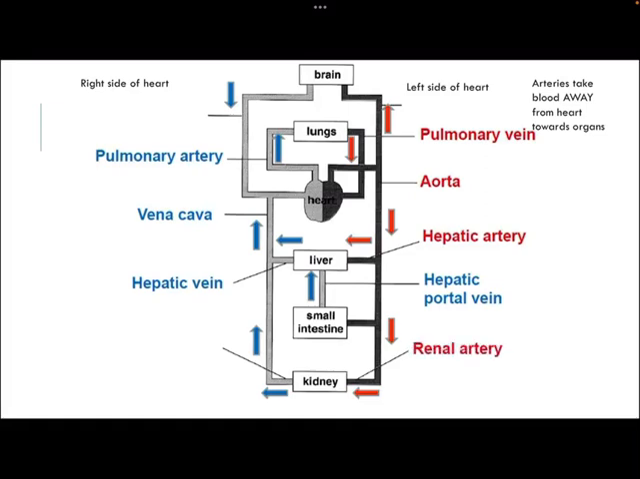The renal artery is the main artery supplying the kidneys, and the renal vein is taking the blood away from the kidneys. So the renal artery would contain the dirty blood, the renal vein would be the cleaned blood. So you need to know and be able to label those parts. Quite common asking about the hepatic portal vein, that link between the small intestine and the liver.